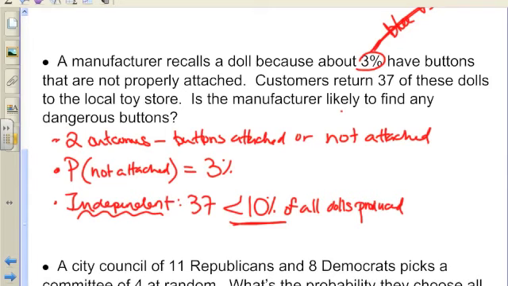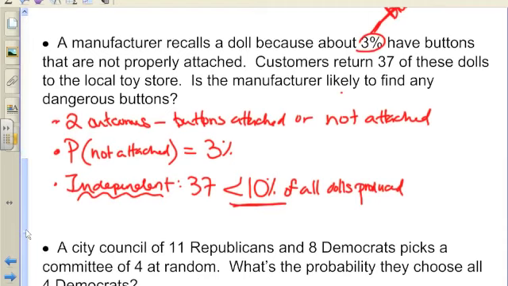All right. So our last question says a city council of 11 Republicans and 8 Democrats picks a committee of 4 at random. So we're choosing 4 people. What's the probability they choose all 4 Democrats? Again, we're not looking at the question. I don't want to actually calculate a probability. I just want to know, are these Bernoulli trials? So I'm actually going to leave this one for you. Think about those 3 criteria. Are there 2 outcomes? Does the probability of choosing Democrats stay the same? And are the trials, or choosing each person, independent?